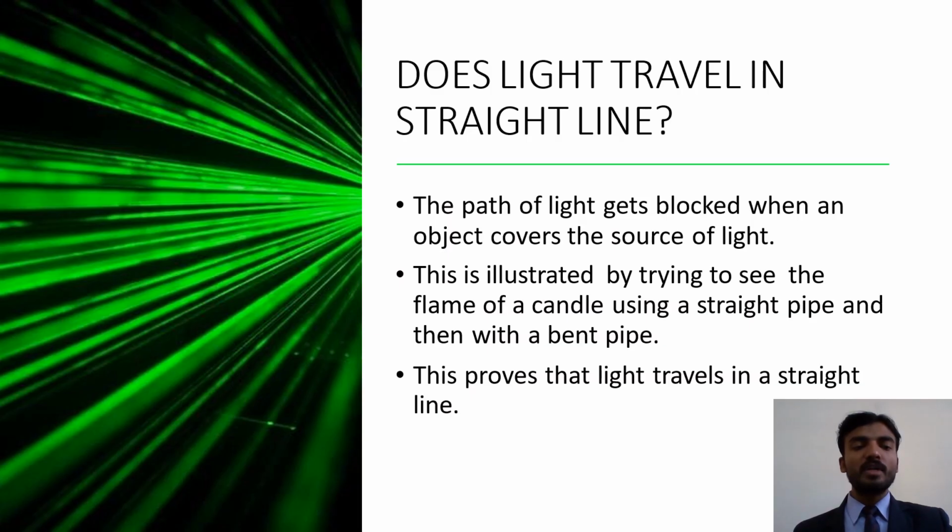So how do we find that it always travels in a straight line? There is an activity. The path of light gets blocked when an object covers the source of light. If we see a burning candle through a straight pipe and a bent pipe, what happens? We are able to see light in a straight pipe, but we are not able to see it in a bent pipe. So we conclude that light always travels in a straight line.